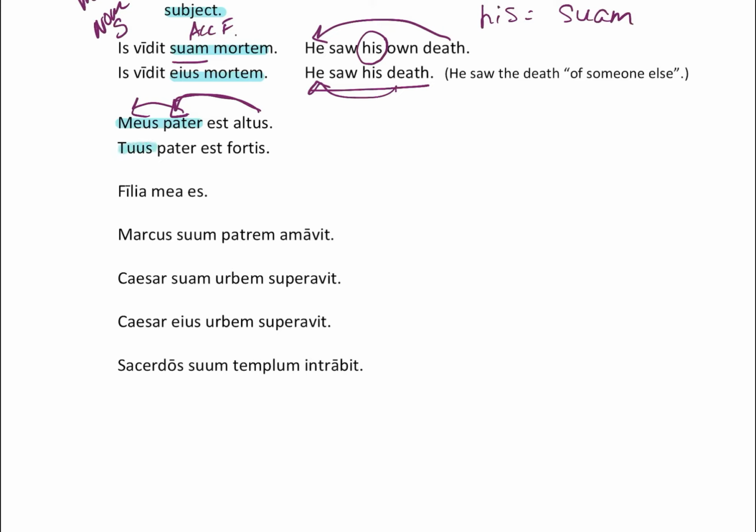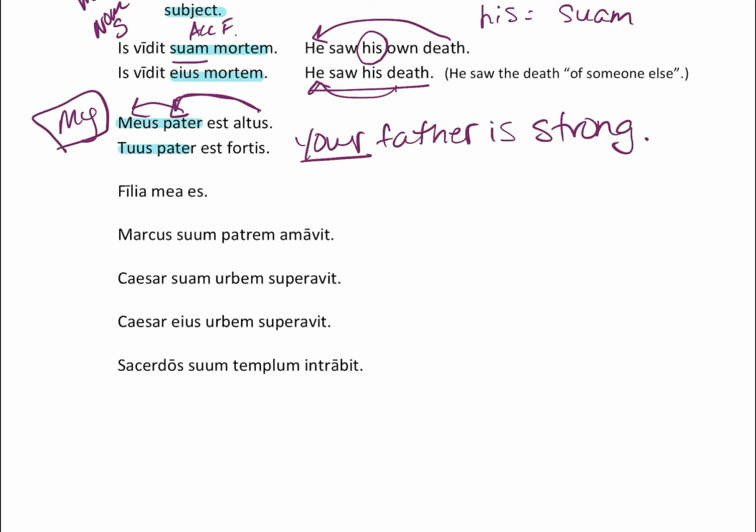So if I said tuus pater es fortis, that is "your father is strong." And what we don't know about either of these sentences is whether the person they're talking about, the "my" of the first sentence and the "your," is a woman or a man or a boy or a girl. We don't know, because remember, we're matching to pater. It totally could be a girl. It totally could be a boy. We don't know. It doesn't tell us anything. So what we have to do is use context again.